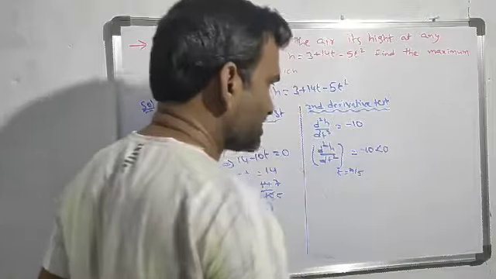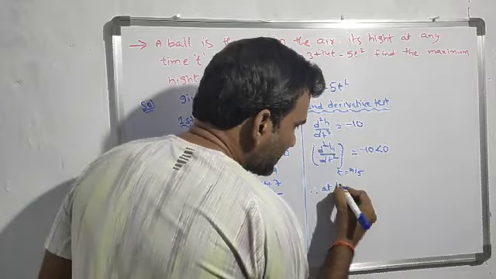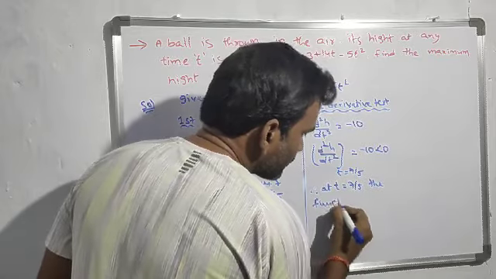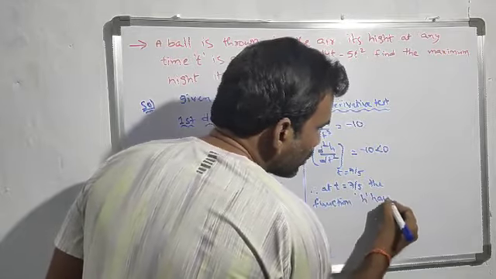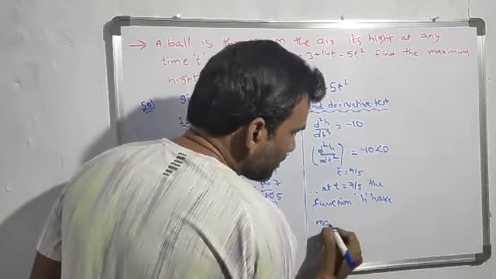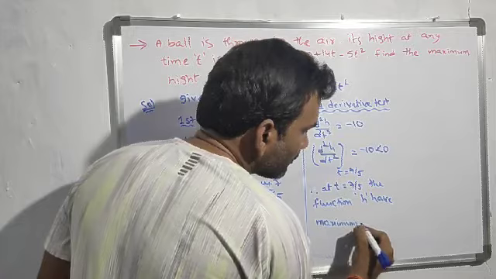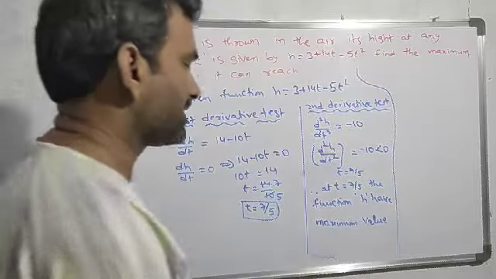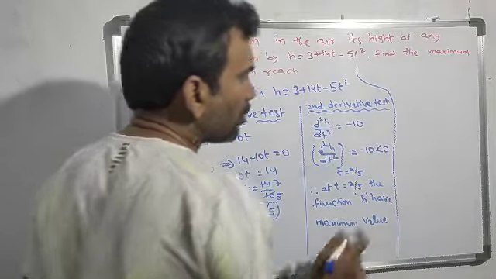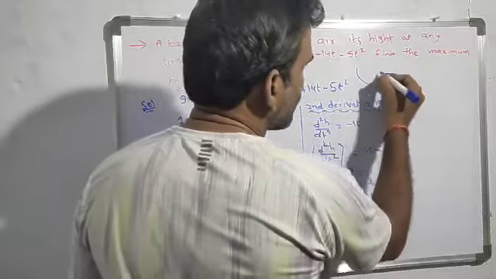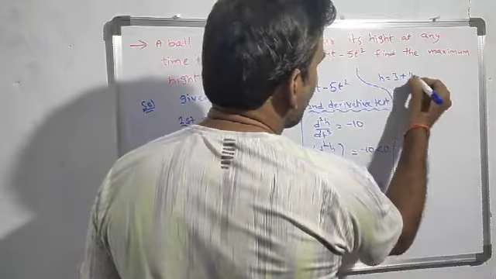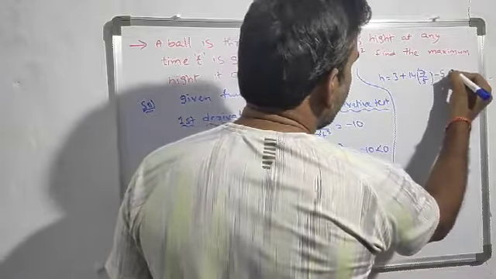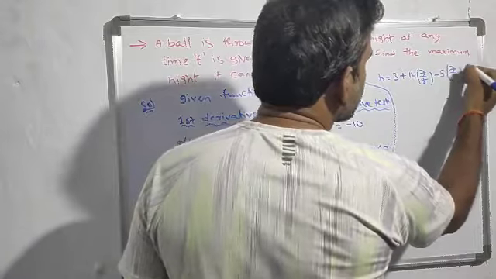This value is less than 0, therefore at t equal to 7 by 5, the function h has a maximum value, or maximum height from our point of view. So substituting in h, h equal to 3 plus 14 into 7 by 5 minus 5 into 7 by 5 whole squared.